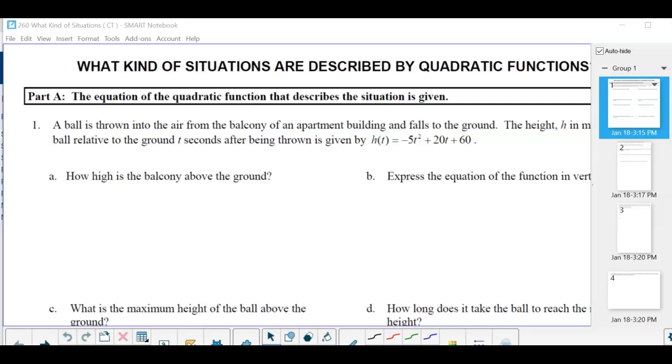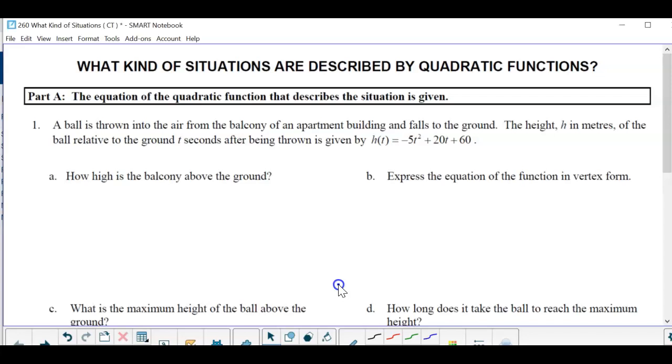All right, more to do with quadratic functions. So more applications here. It says, what kind of situations are described by quadratic functions? So part A, the equation of the quadratic function that describes this situation is given. So you don't have to come up with any equation yourself. Then we'll look at ones where you do. So these are kind of the easiest.